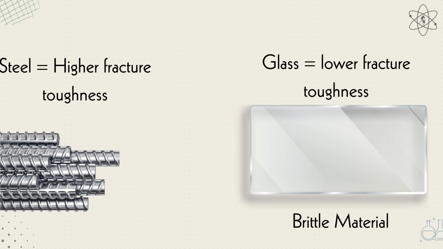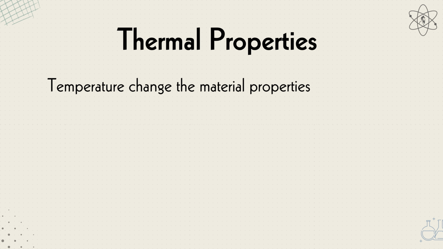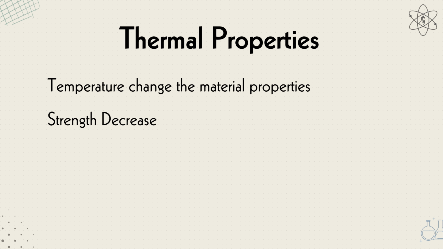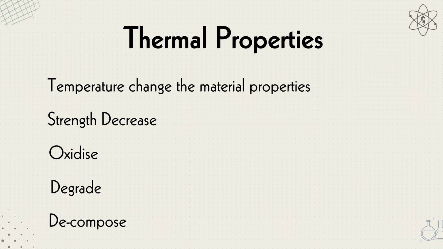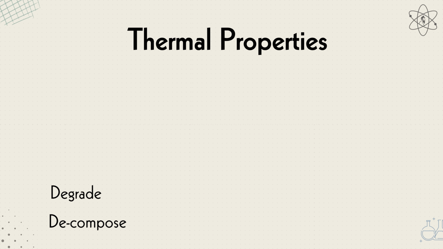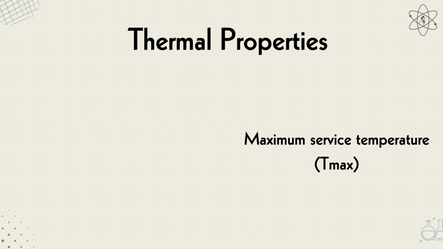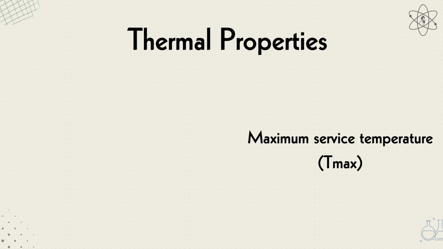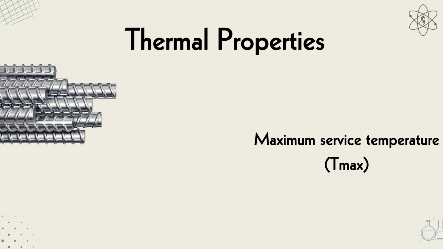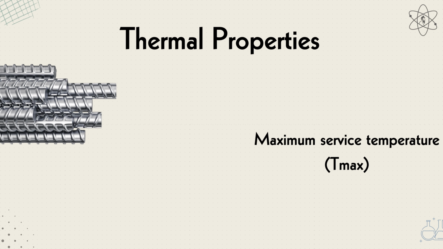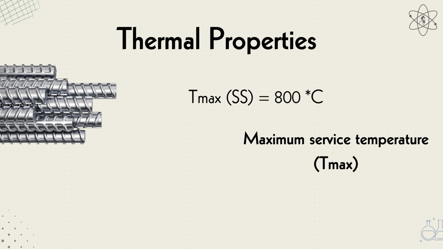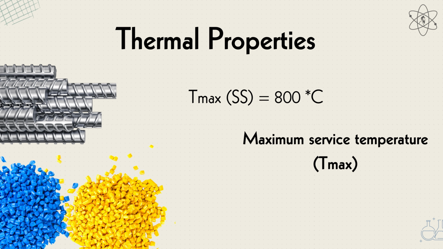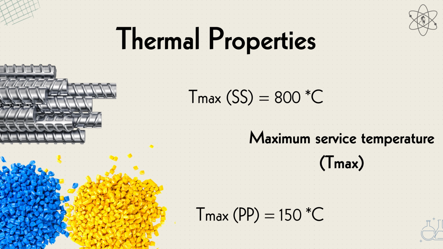Now let's talk about thermal properties. As temperature rises, the material's behavior changes. Its strength decreases, it may begin to creep, that is, slowly deform over time, and it can oxidize, degrade, or even decompose. That's why every material has a limit known as the maximum service temperature, the highest temperature at which it can function reliably. For example, stainless steel has a high maximum service temperature and can perform well up to around 800 degrees centigrade. In contrast, most polymers have much lower maximum service temperature values and are rarely used above 150 degrees centigrade.